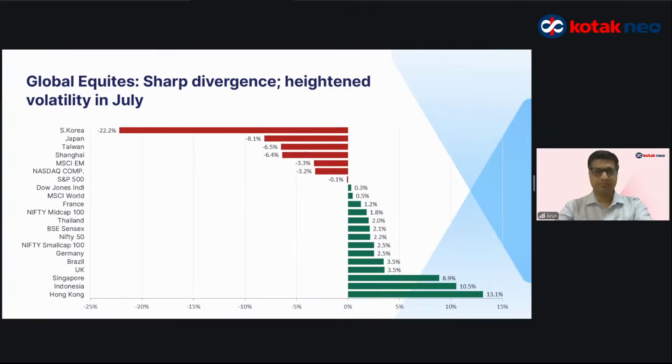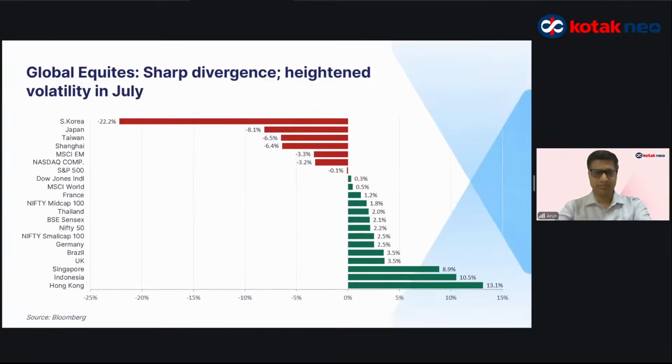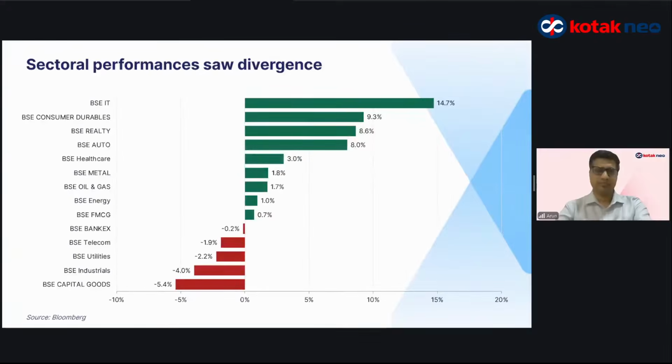Next slide. Here we'll talk about how the sectoral indices performed. So we had a brief look at how the major global and Indian indices did. Even the sectoral indices saw major divergence.